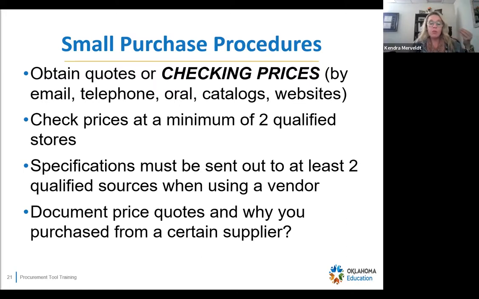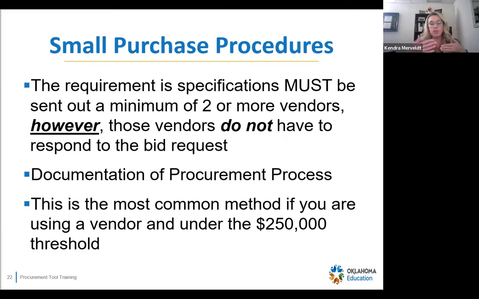Whenever you're doing micro purchasing, you really need to be getting from 3 or more vendors. With small purchase, it's just checking prices, 2 qualified sources. Again, you don't even have to go with the cheapest one, as long as you document to us why you went with who you went with. So, and then if you have specifications, you would send that out.